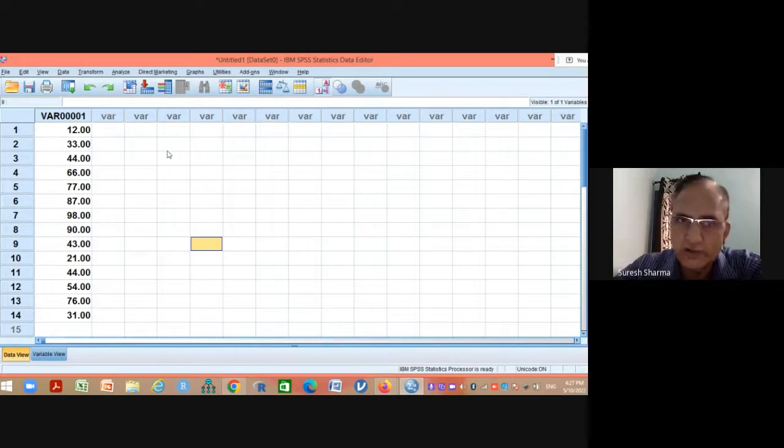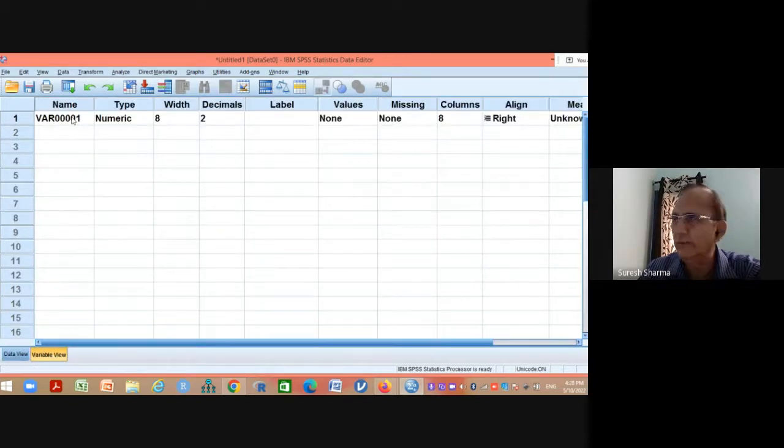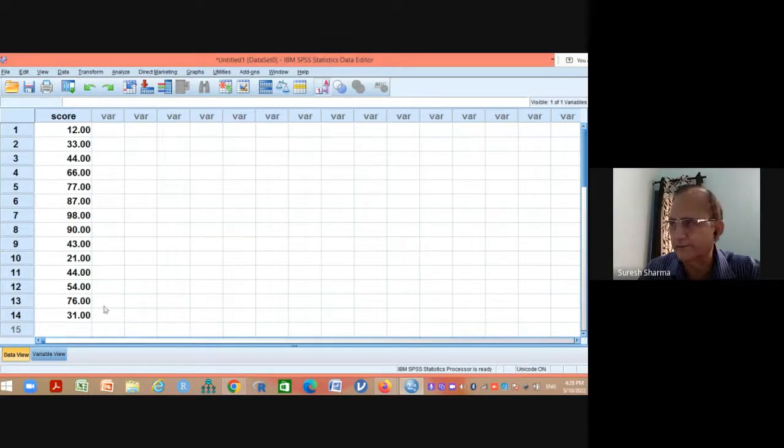Now, my actual name for this variable is score. How to change this to score? I can make use of the variable view. You click on variable view and the name will appear, and change the name from here. Score. This is score. And come back to the data view. You can see the actual name is appearing. Similarly, you can do it for age, height, weight, and so on.